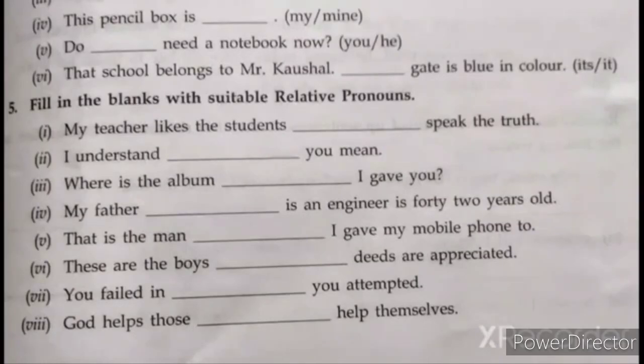Now see the fifth one. The fifth exercise is: fill in the blanks with a suitable relative pronoun. Here they have mentioned clearly that you have to use only a relative pronoun. So: my teacher likes the students blank speak the truth. I'll repeat. My teacher likes the students blank speak the truth. You have to use the relative pronoun.